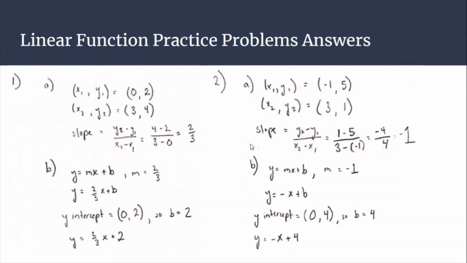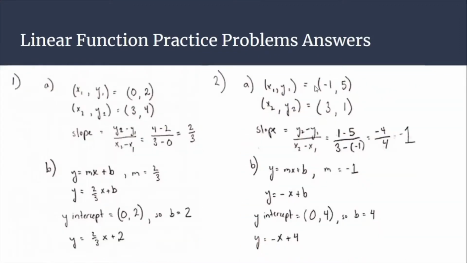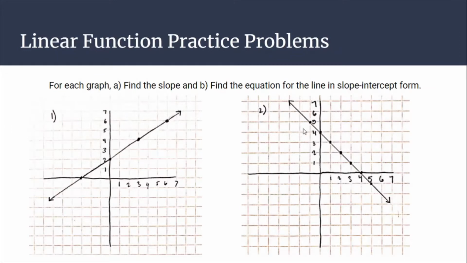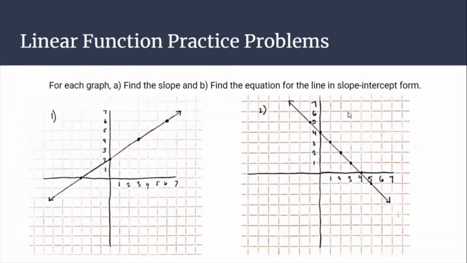And so now for 2a, we're going to do something pretty much identical to 1a. We need to find two coordinate pairs first, and in order to do that, we need to look at our graph. We'll use the coordinate pairs (-1, 5), which, as we can see, also lies on the graph, and then (3, 1), which as we see also lies on the graph right here.